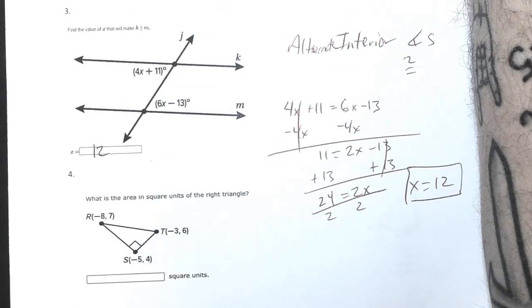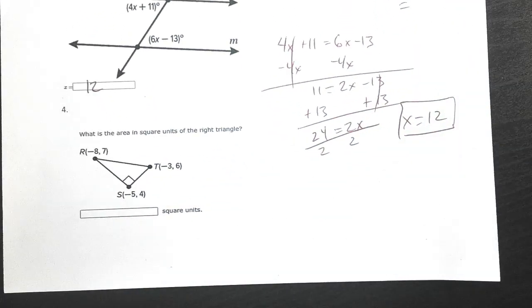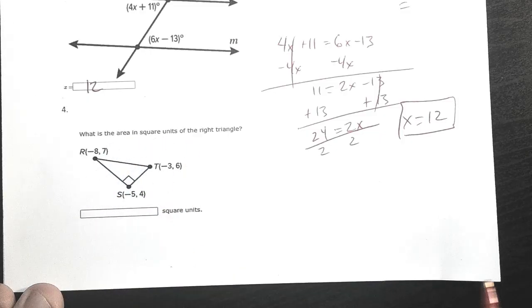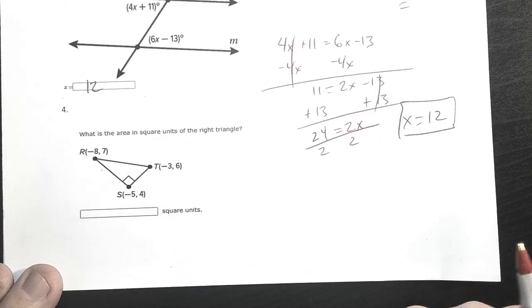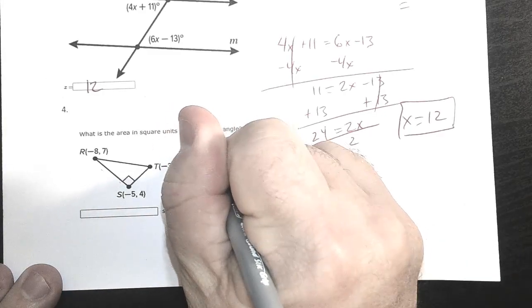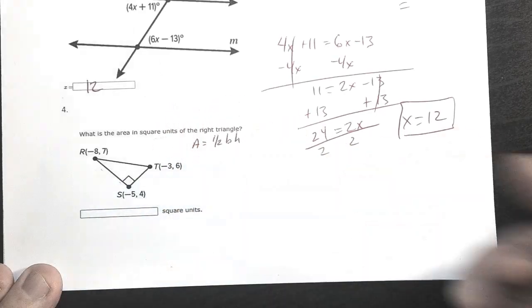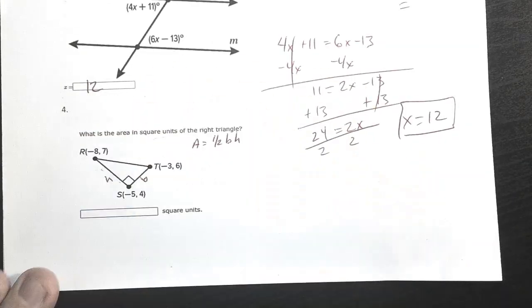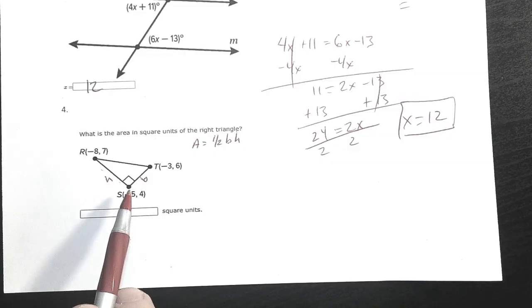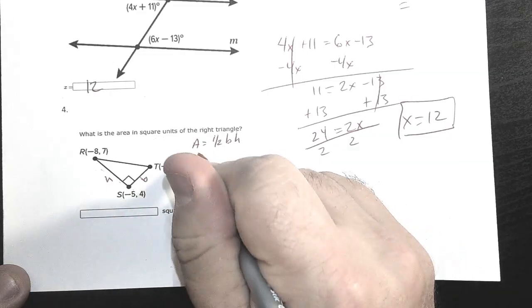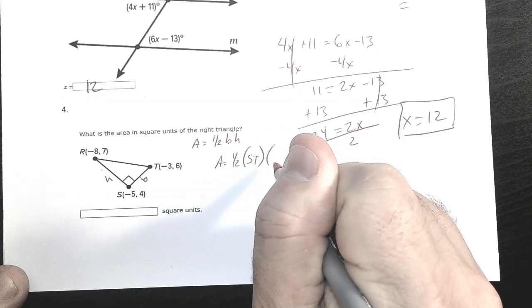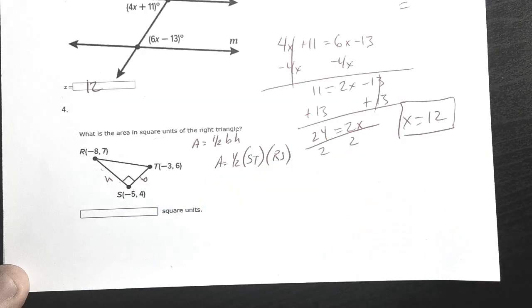All right, got to scoot down a little more because we're going to need some room here. So number 6. What is the area in square units for a right triangle? So first off, how do you find the area of a triangle? Well, the area of a triangle is 1/2 of the base times the height. In this case, this guy's the base, this is the height. We need to use the distance formula to find, so the area here is going to be 1/2 of ST times RS. We're going to find that through the distance formula.